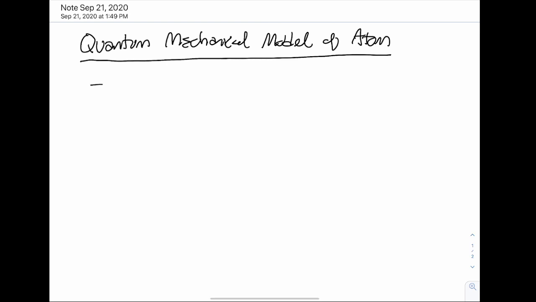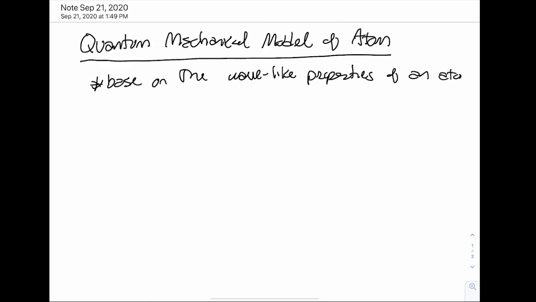We do know that matter can exhibit wave-like behavior also, and this is what the quantum mechanical model is based on. So based upon the wave-like properties of an electron, we did calculate the wavelength of our electron using the de Broglie equation a little while back. So we know that electrons do follow a wave-like pattern. This should actually say the wave-like properties of an electron, not an atom.